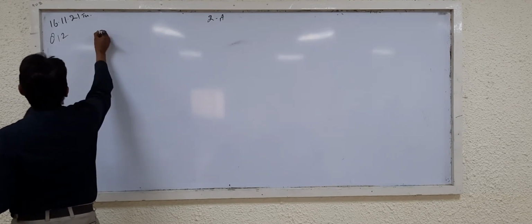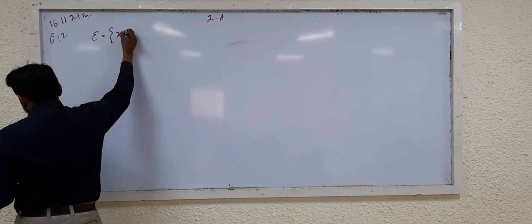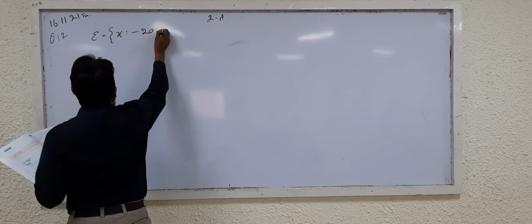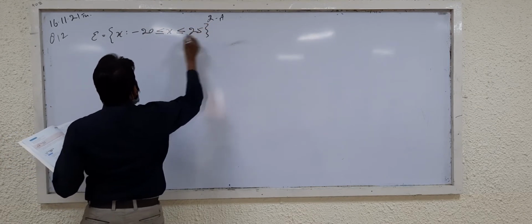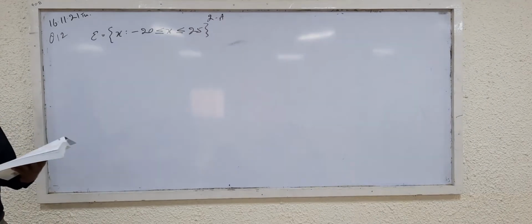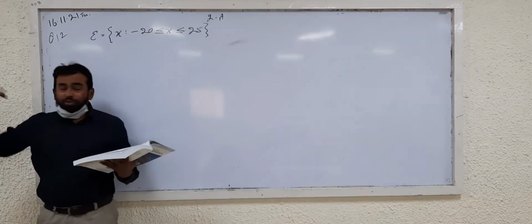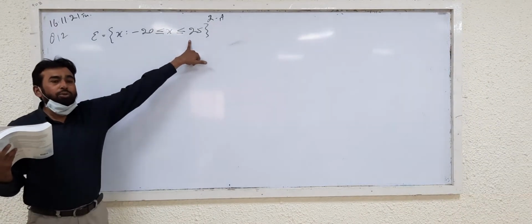It is given that the universal set consists of x for x from minus 20 less than or equal to x less than or equal to 25. This is the range of the elements of x. That x is from minus 20 till 25, which means all the numbers from minus 20 till 25 are included in it.